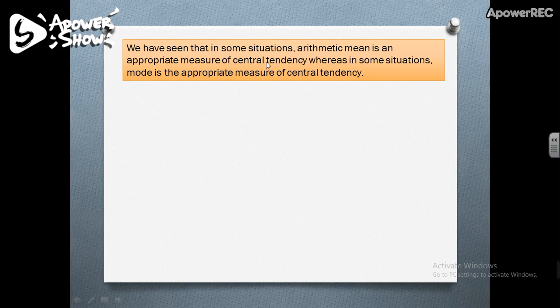Measure of central tendency is another term used for representative value. In some situations we find that the arithmetic mean is an appropriate representative value for a given set of observations, whereas in some situations the mode is an appropriate representative value. So if we have two representative values, then why do we need a third representative value, the median?